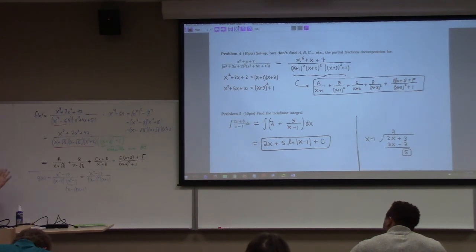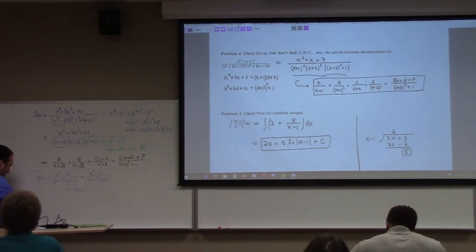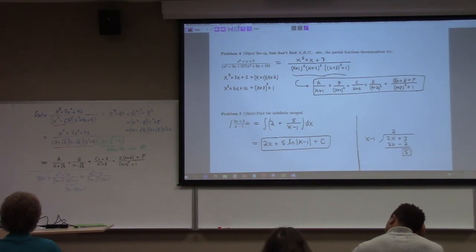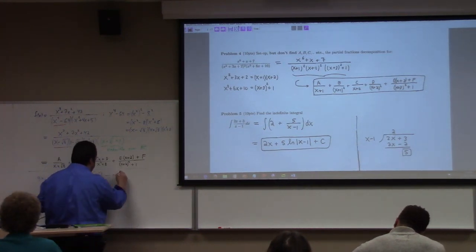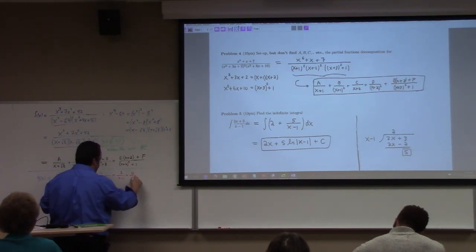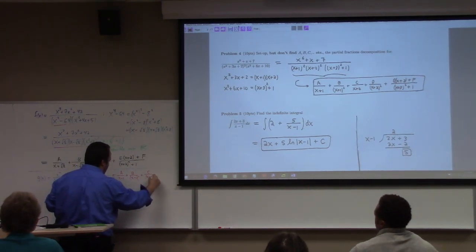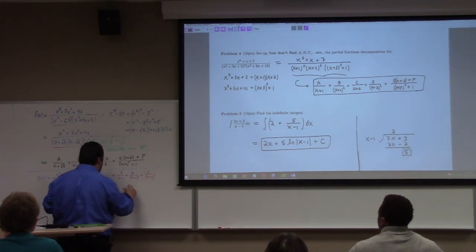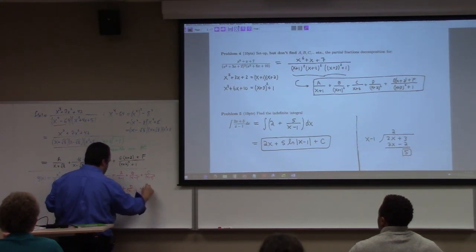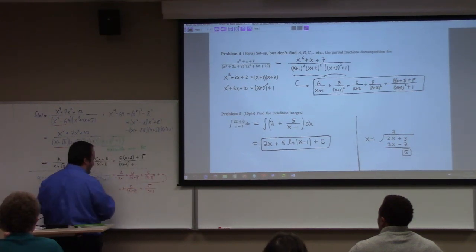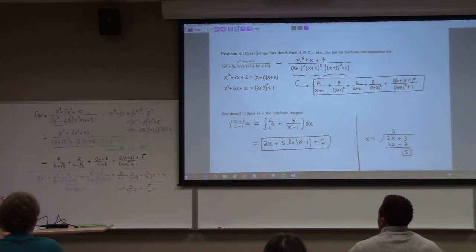Once the denominator is completely factored, we can't do more. Now we can write down the partial fractions. The partial fractions in this case is a over x minus 1 plus b over x minus 1 squared plus c over x minus 1 cubed plus d over x minus 1 to the fourth plus e over x plus 1. That would be the partial fractions decomposition here.